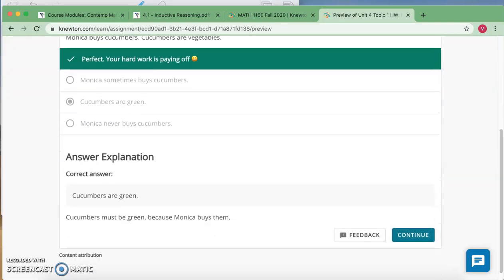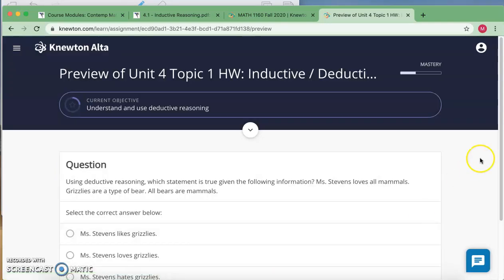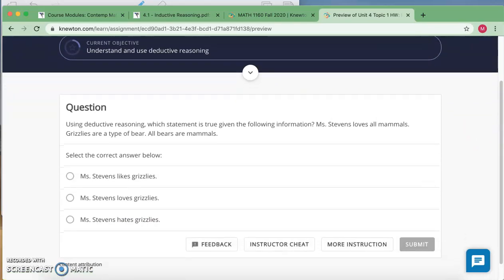All right, so let's go through another one. All right, using deductive reasoning. Again, we're given some rules and we're going to test those rules or come up with another thing that would follow those rules. Using deductive reasoning, which statement is true given the following?